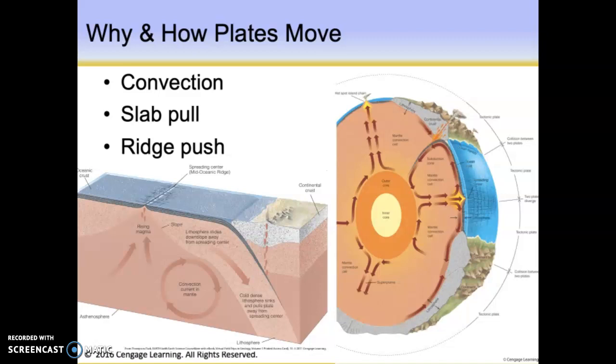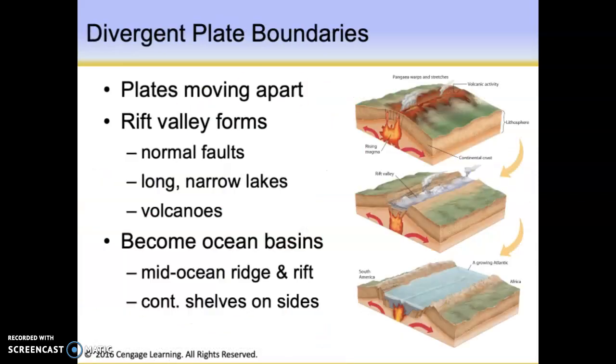At the end of the last part, we looked at how and why the plates move, and we talked about convection in the mantle, slab pull, ridge push. So here's just a final summary of that, and that moves us on to the different types of plate boundaries. So the first type of plate boundary we want to discuss is the divergent plate boundary.